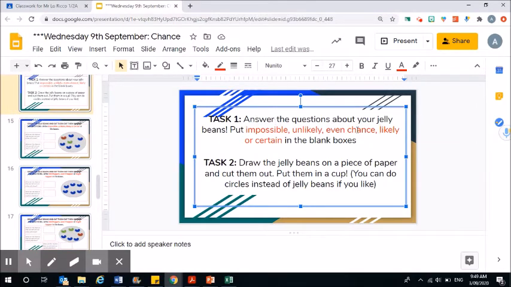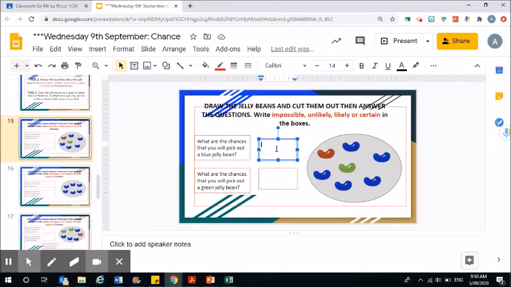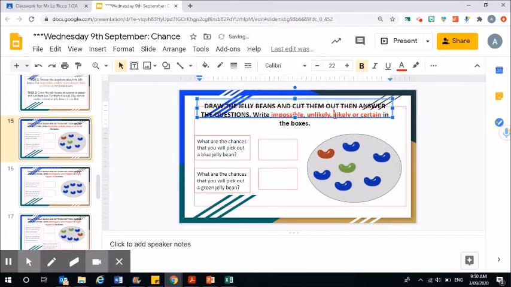So your task today, there are 2 tasks today. The first one is answer the questions about the jelly beans. On the next slides, you can do them straight into the slide here. So have a look at this first one. It says, what are the chances that you will pick out a blue jelly bean out of this group here? You need to double click inside the box so it allows you to type, and you can write one of the words from the probability scale: impossible, unlikely, even chance, likely, or certain. You can jot it down in the box.